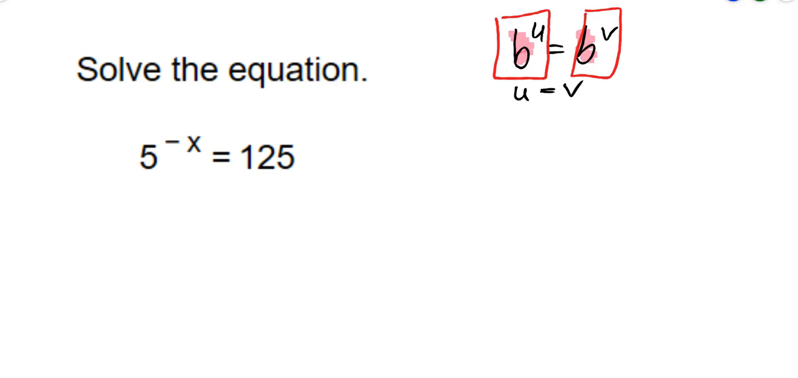On the left, I already have a base of 5. I want to change 125 to a base 5. That's going to be 5 to the third power.